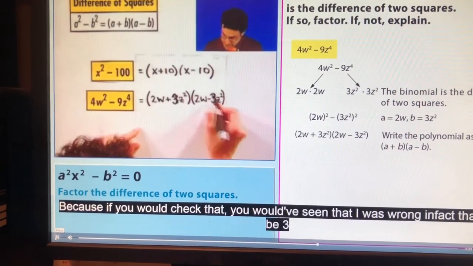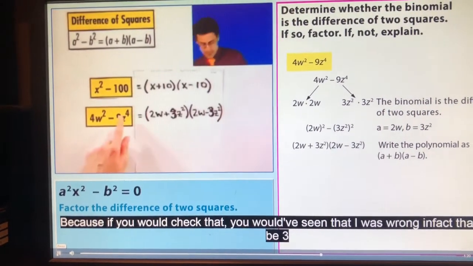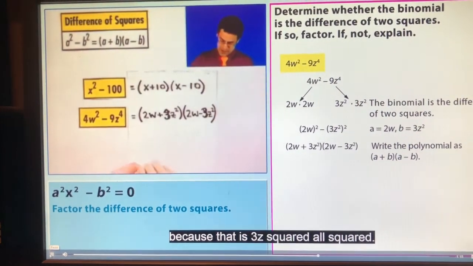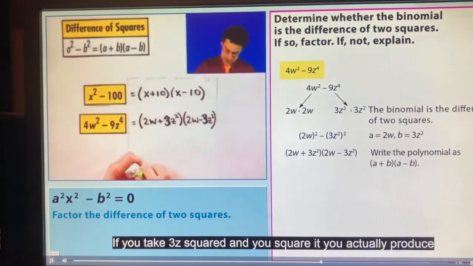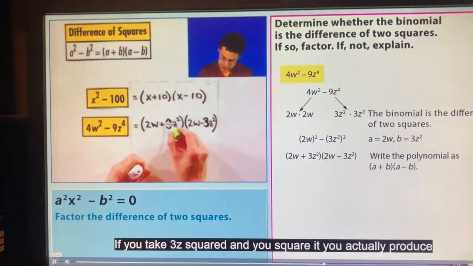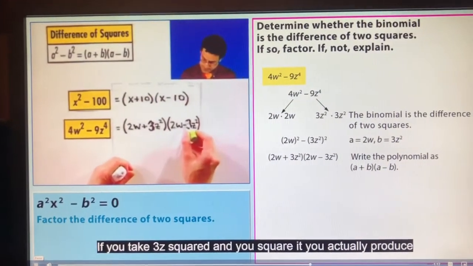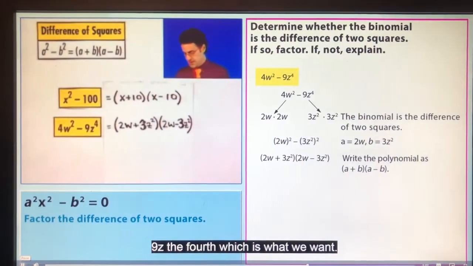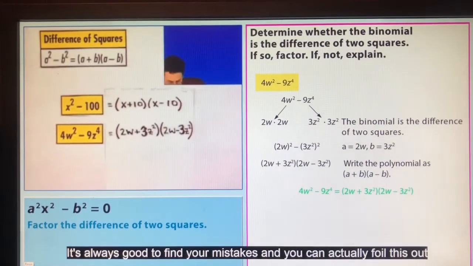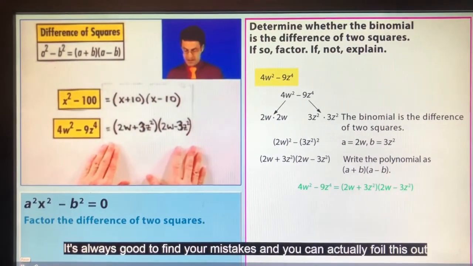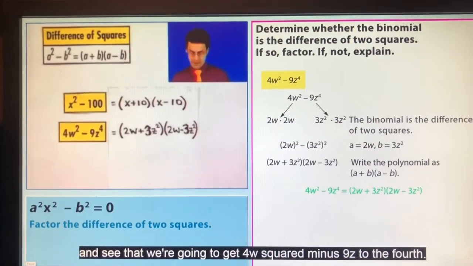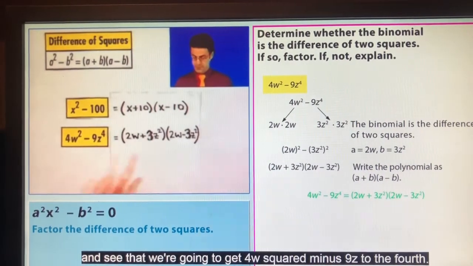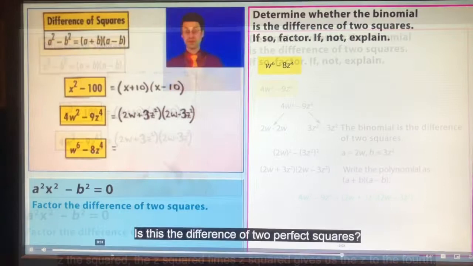Because if you would check that, you would have seen that I was wrong. In fact, it's supposed to be 3 because that is 3z squared all squared. If you take 3z squared and you square it, 3 times 3 is 9, not 9 times 9, you knucklehead. 9z to the 4th, which is what we want. So there we have it. Now it's correct. That's good. It's always good to find your own mistakes. And you can actually FOIL this out and see that we're going to get 4w squared minus 9z to the 4th.